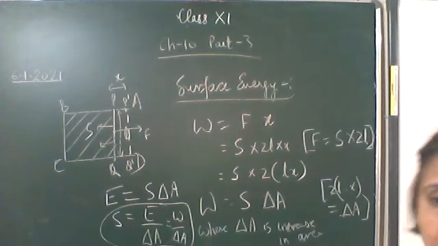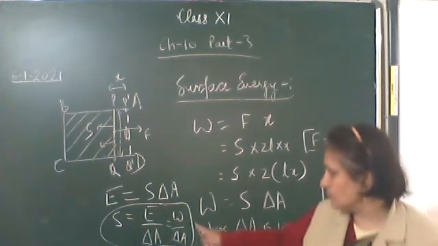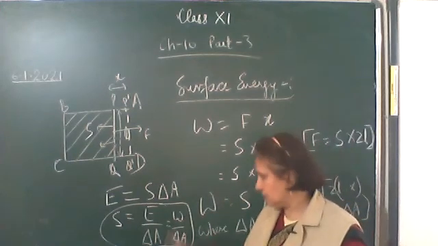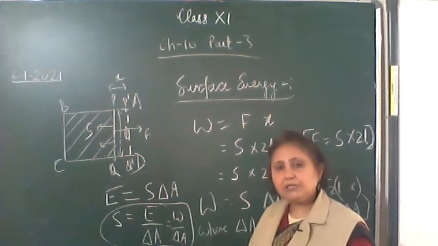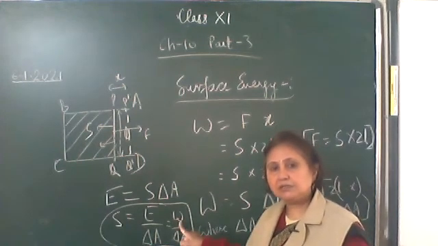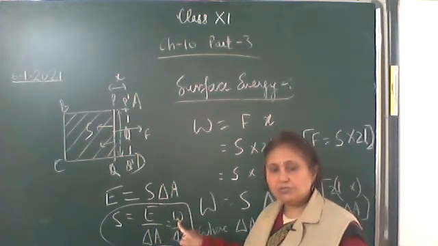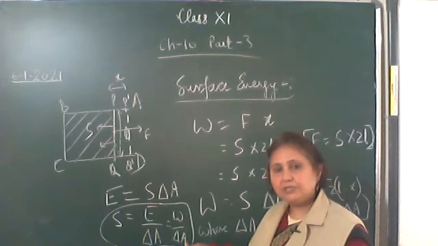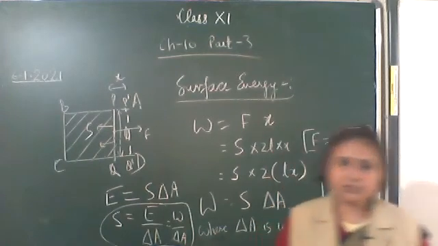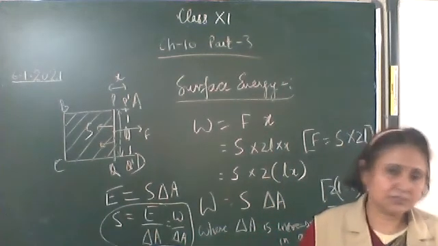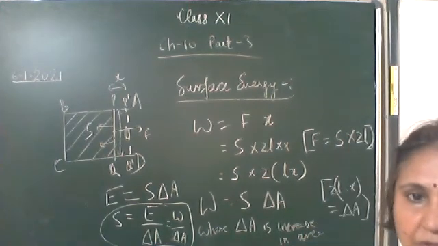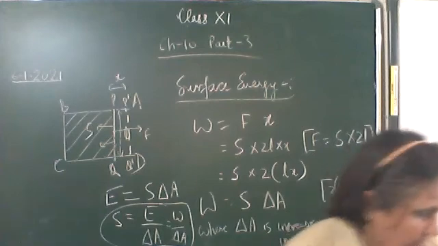From here also you can check the unit and dimensions. You will get the same dimension of surface tension, which is Newton per meter. Work done per unit area. Work has a unit Joule, which is Newton into meter. Area has a unit meter square. So again you will get the same unit of surface tension which we have discussed earlier, Newton per meter.